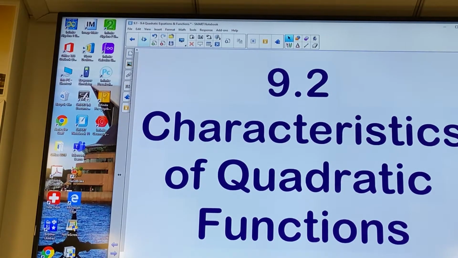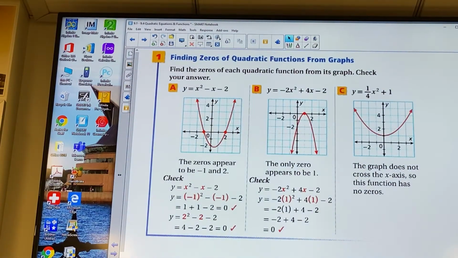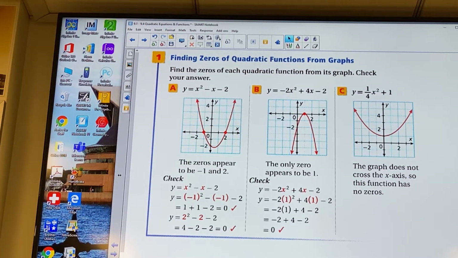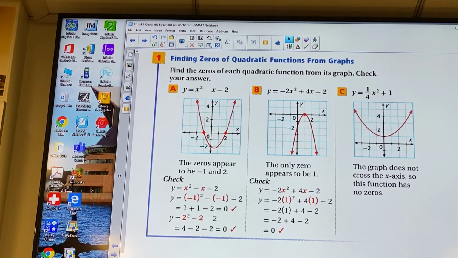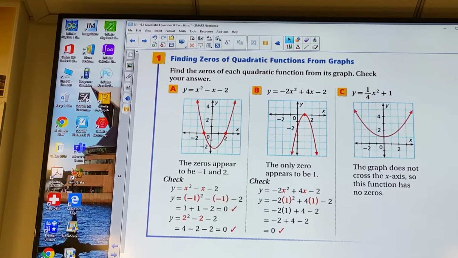Again, I would recommend getting out your book because these things are coming straight out of your book. If you could follow along, you could see it a little bit better than just looking at it on this video screen. What we're going to do today is talk about the meaning of zeros of a function and x-intercepts of a graph.